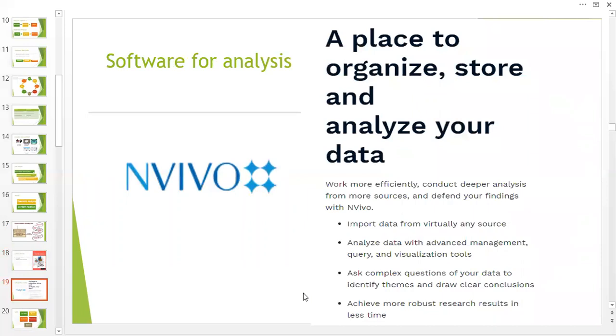There is software for the analysis of qualitative research which is commonly used, NVivo, which is a place to organize, store, and analyze the data. It can import data from virtually any source, and analyze data with advanced management and visualization tools. It can ask complex questions of your data to identify themes and draw clear conclusions and achieve more robust research results in less time. We can also analyze qualitative research manually, but NVivo makes this task easier.